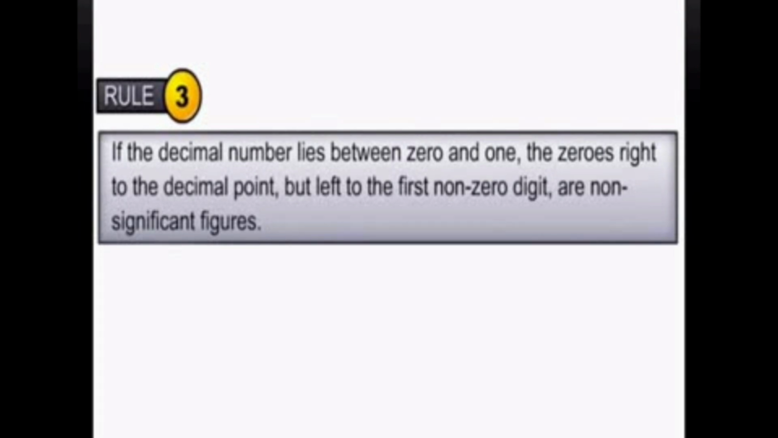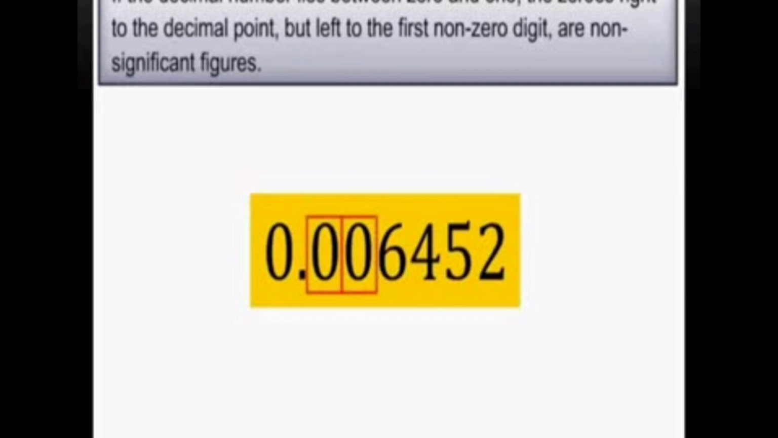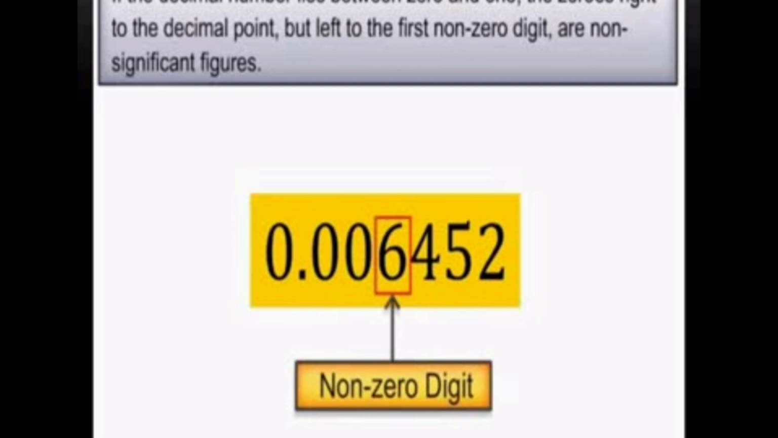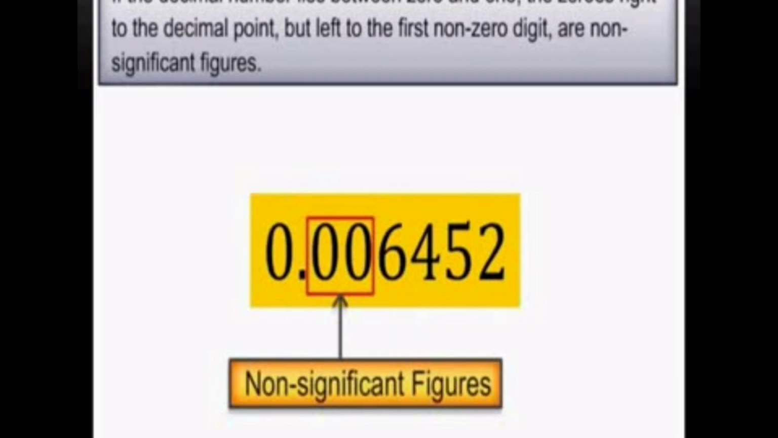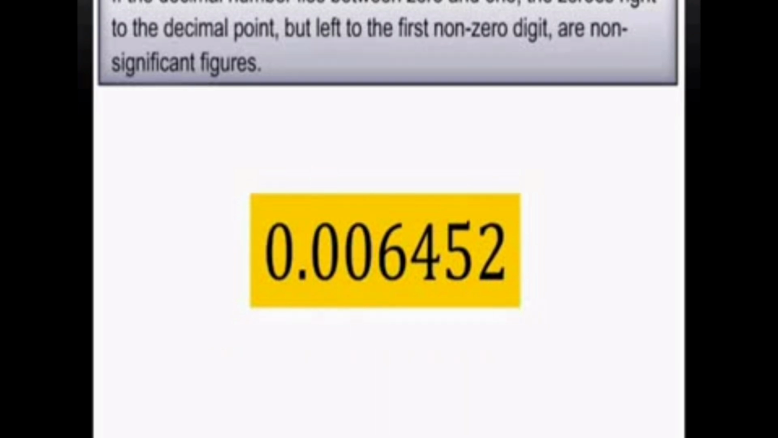Third rule: if the decimal lies between 0 and 1, the zeros to the right of the decimal point but left of the first non-zero digit are non-significant figures. So here we are going to take the right side and left side of the decimal number. Consider the number 0.00645. The left side is less than 1. The zeros on the right side are not significant, but the non-zeros trailing after the zeros, 6, 4, 5, are significant. The 2 zeros are not significant because the left side of the decimal point is 0. Suppose it is 1 on the left side, then you can consider that these 2 zeros are significant.